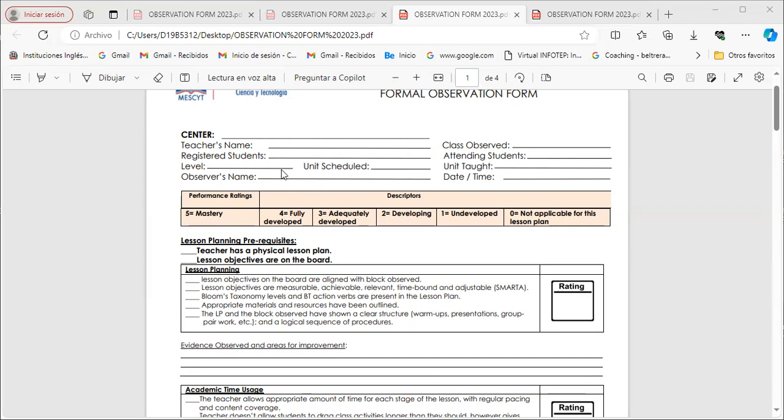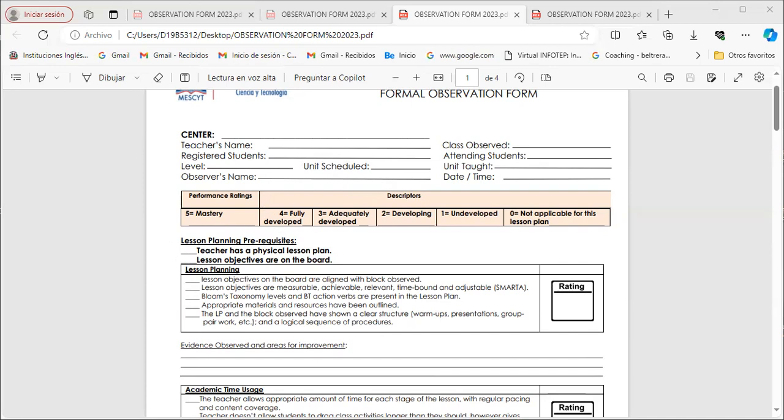The level, which is intermediate two, or now is advanced, the unit schedule and the unit taught. You ask the teacher, what unit schedule for today? And then you look at the board and you say, okay, yeah, the unit taught matches the unit schedule in the calendar. And here you write your name, observer's name. Don't forget to take pictures of the teacher's procedures. And in that picture, you must appear.